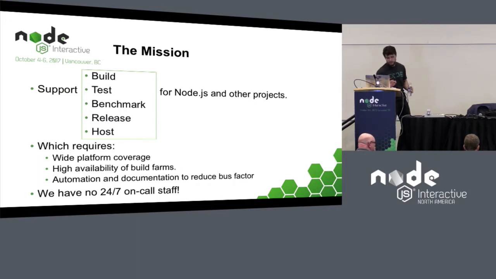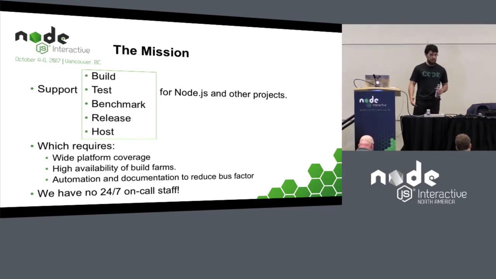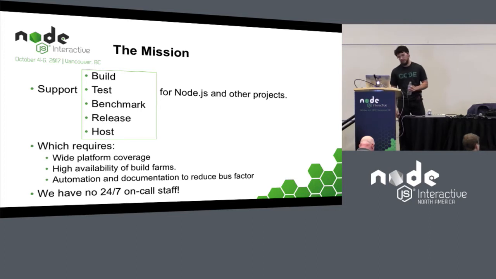So, the mission. The mission is to give the rest of the Node Foundation everything they need to do all the cool stuff they do, to ship Node, to ship all the other projects. It's kind of like Q Branch in a James Bond movie. Like, we give you the cool gadgets, and then you go out and save the world.